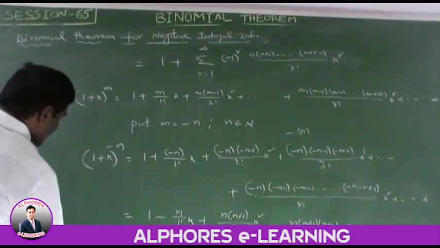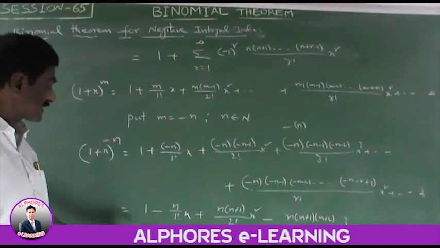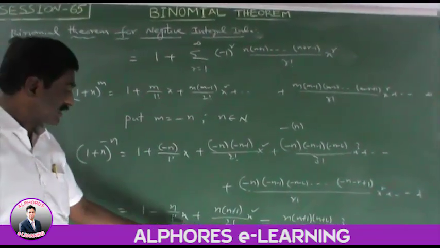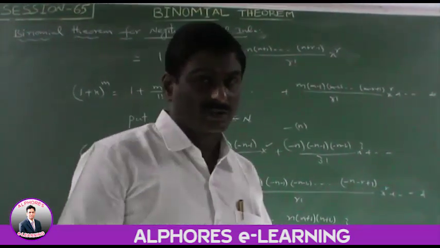Suppose (1 − x)^(−n). What is the formula? x can be replaced by −x. All the terms are positive values. That means 1 + n/1! x + and so on. Please write this value.